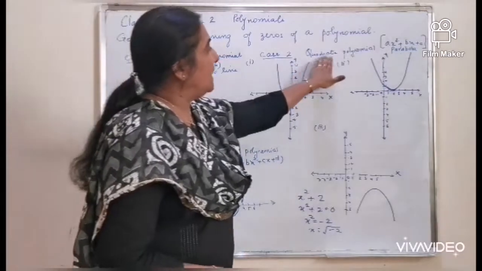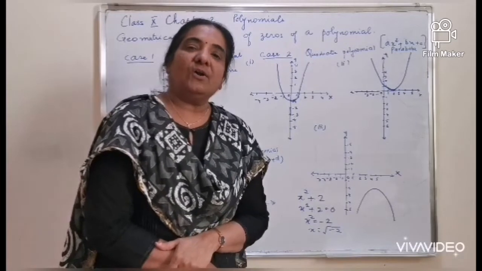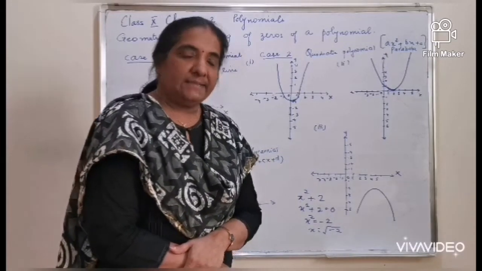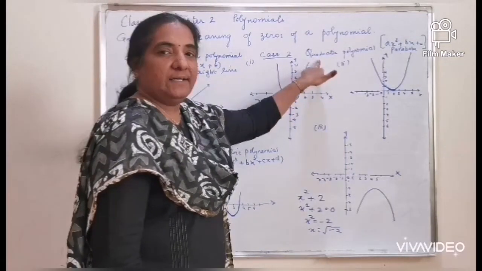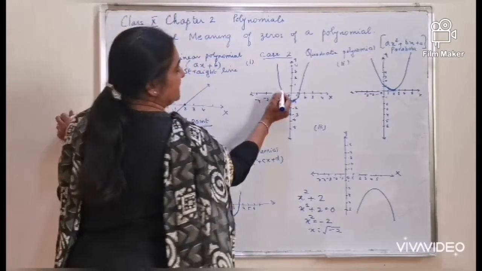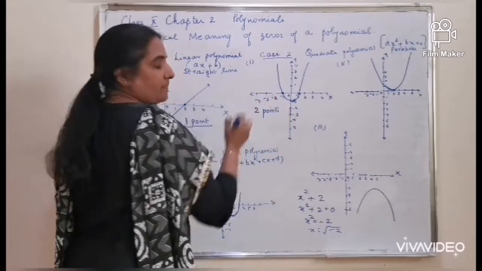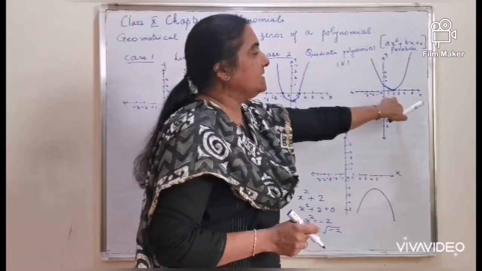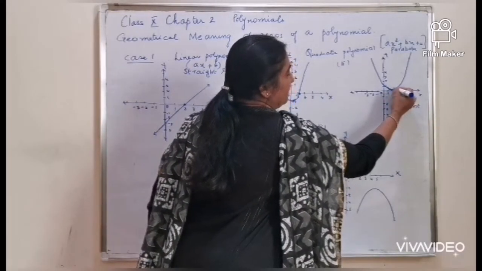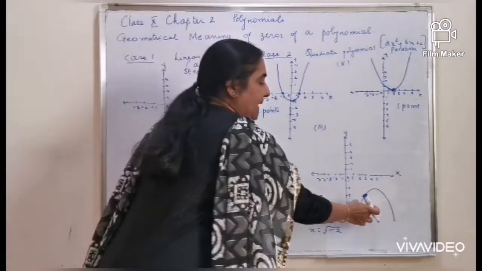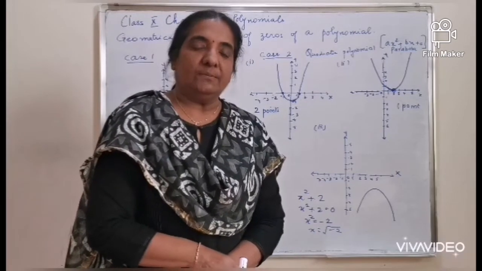The graph of a quadratic polynomial ax square plus bx plus c is called a parabola. Case 1: if you observe, this parabola intersects the x-axis at 2 points. This parabola intersects the x-axis at 1 point, and this parabola does not intersect the x-axis at all.